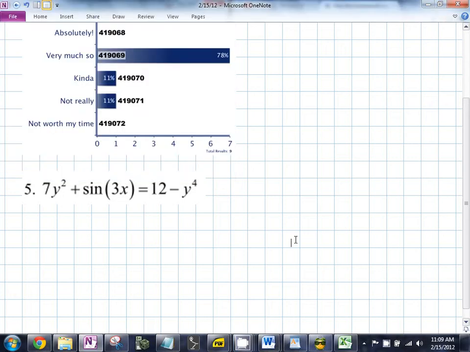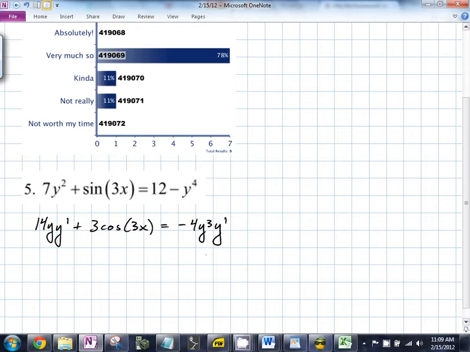First one we're going to do, first term: 14y prime. Correct. Plus negative 3 cosine 3x. Why is there a 3 on the outside? Because this is chain rule. The derivative of the inside equals negative 4y cubed y prime.